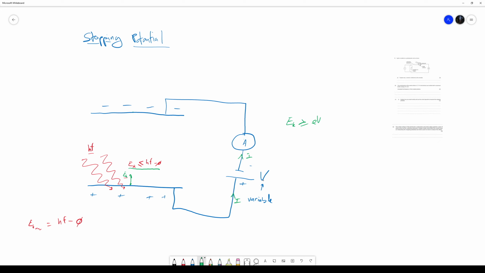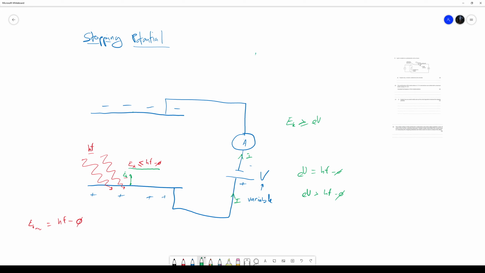And eventually, at the point where EV is equal to EK, equal to HF minus phi, at this point, EV equals HF minus phi. This is the critical point. At that point, only the most energetic electrons can just make it across the gap and no more. Any more potential difference than that means no further electrons can make it across this gap. So, what does that look like?